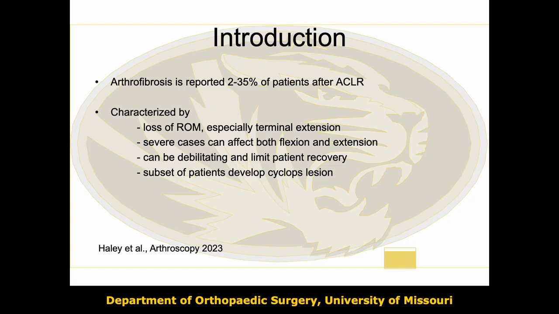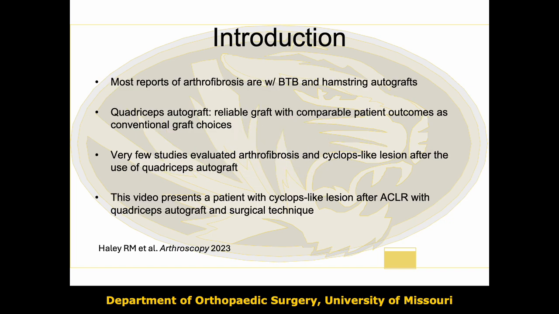Arthrofibrosis is a debilitating complication after ACL reconstruction with a reported incidence of 2 to 35%. It is characterized by loss of range of motion, particularly with terminal extension, although it can affect both flexion and extension. A subset of patients may even develop a Cyclops lesion, which frequently requires subsequent surgical procedures to address the issue. Most of the current literature has reported on patella tendon and hamstring autografts.